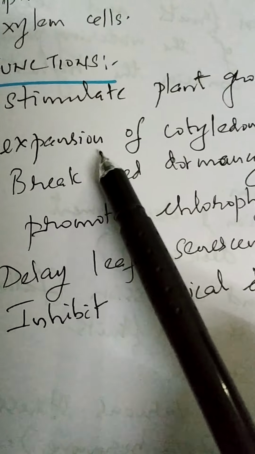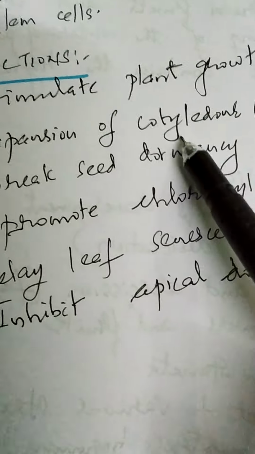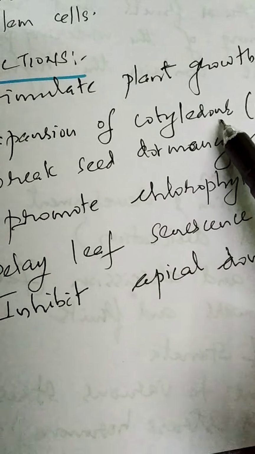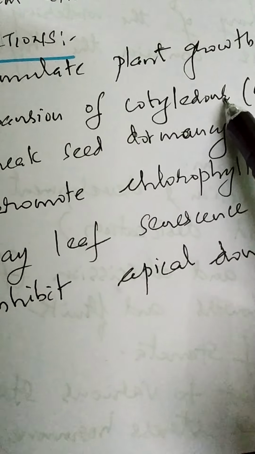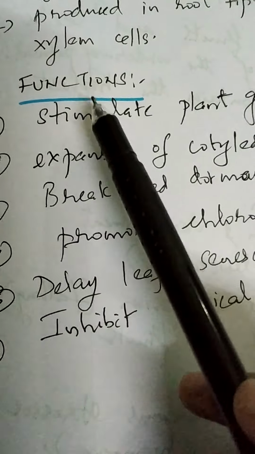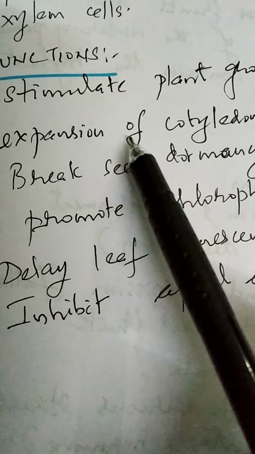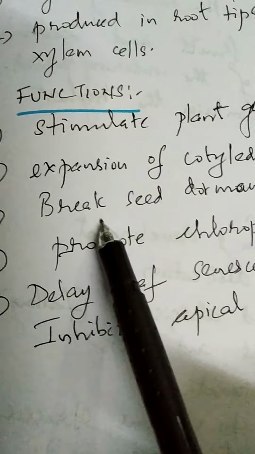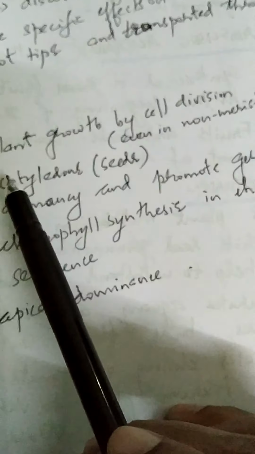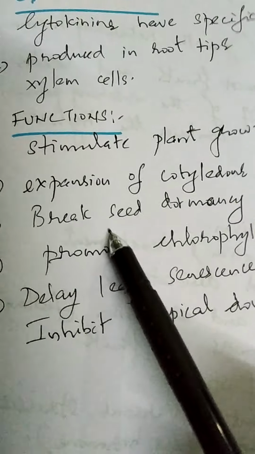Now the second function is expansion of cotyledons. We know cotyledon is a part of the seed which provides nourishment or food for the baby plant or the embryo. So the cytokinins help in the expansion of the cotyledons in case of seeds. Third function, they break the seed dormancy. Thereby they help in seed germination. Just as the function of gibberellins, these cytokinins also help in breaking seed dormancy and promoting germination of seeds.